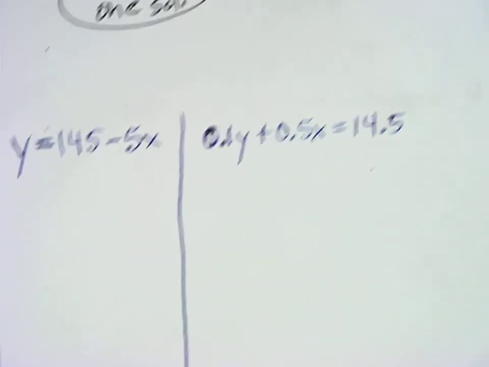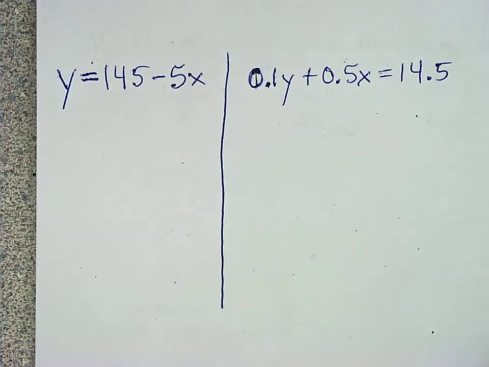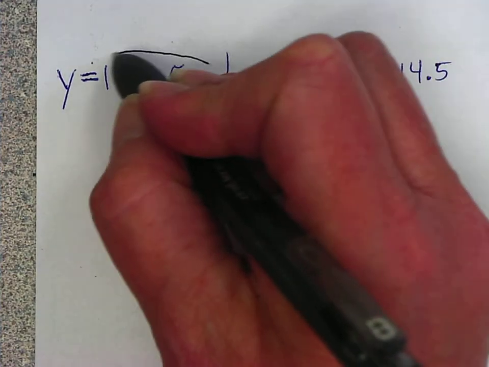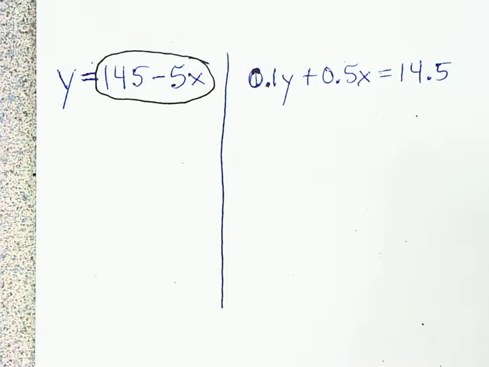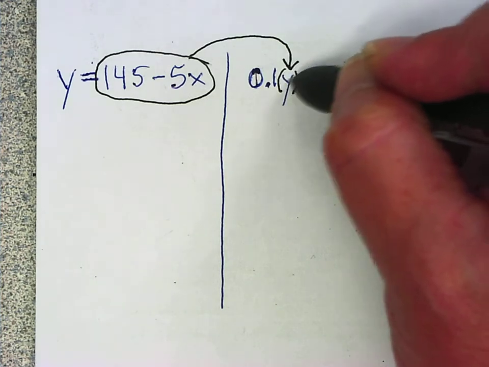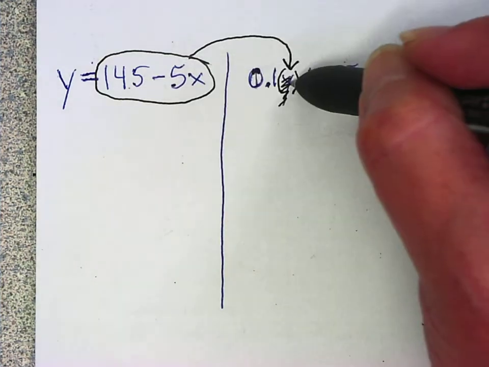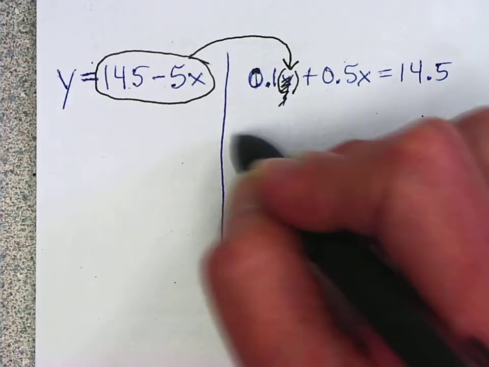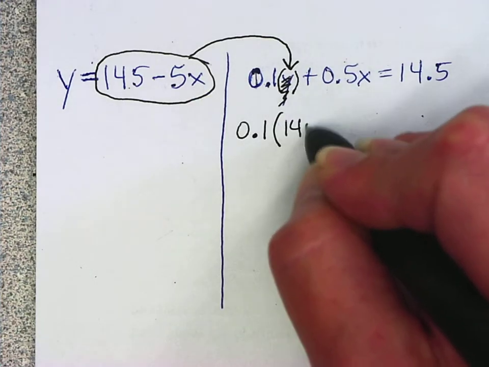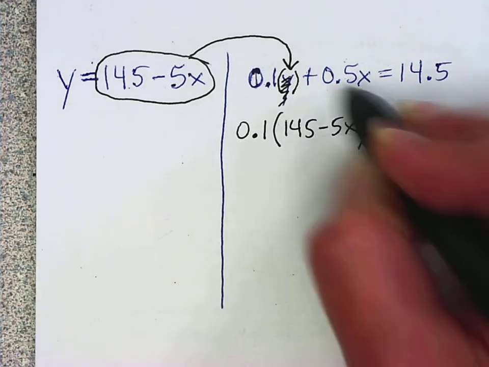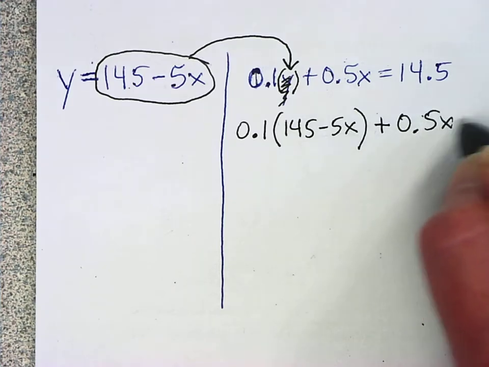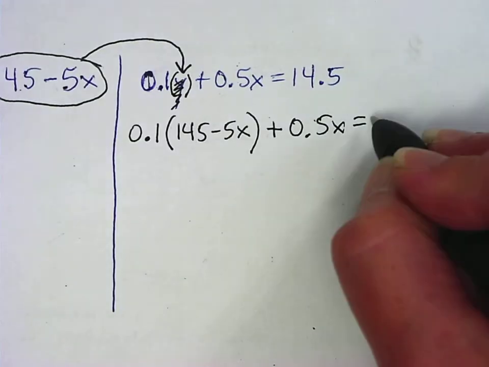Okay, so let's take a look at another one. Let's practice another one. So we have this equation solved for y. So y equals all of that. That's y's answer. So we're going to take that and plug it into the y in this other equation. Again, instead of writing y, I'm going to plug y's answer in parentheses because there is a number outside of it. So 0.1 times (145 minus 5x). Then I'm going to write the rest of the problem: plus a half x equals 14.5.